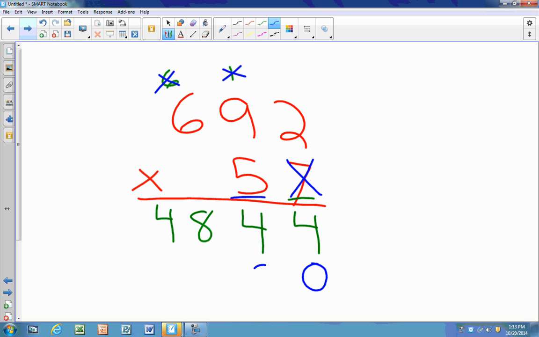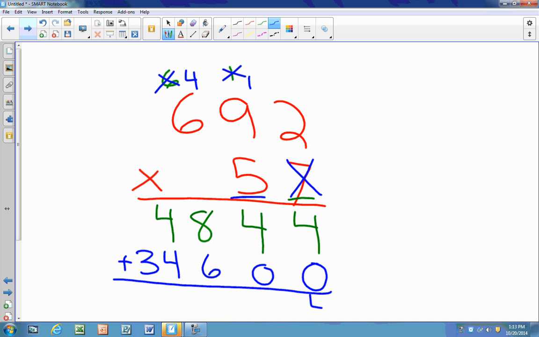5 times 2 is 10. Carry the 1. 5 times 9 is 45, plus 1 is 46. Carry the 4. 5 times 6 is 30, plus 4 is 34. And then I add everything together. And I put in my commas, and I have my answer.